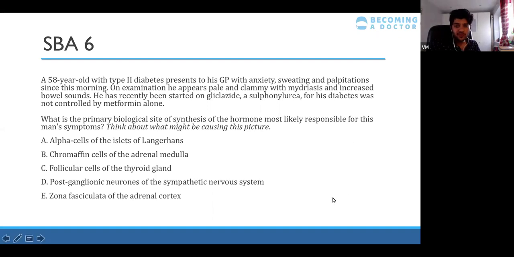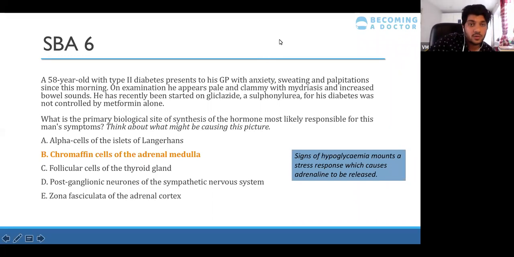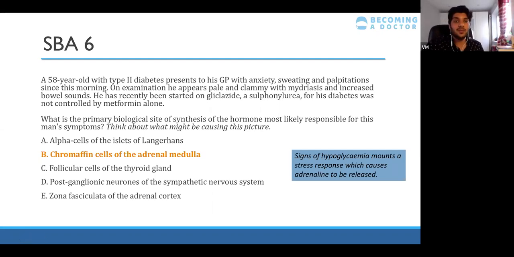Okay, majority of you have put in the poll. Well done. Yep, it was the chromaffin cells of the adrenal medulla. It perhaps is a little bit easier because we've literally just talked about phaeochromocytoma. The clinical picture here is really classic of high sympathetic drive.